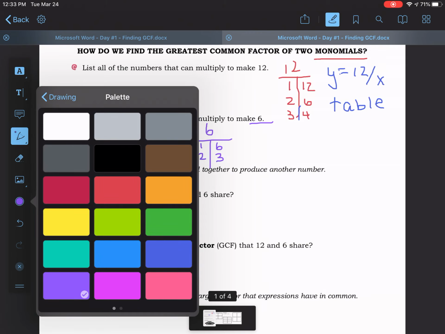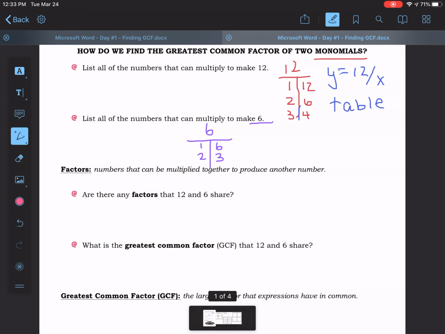12 and 6 share? So if we look at our two lists, we can see that both lists have 1, right? Both lists have 2. Both lists have 3. And both lists have 6, okay? So these are all the common factors that the two numbers have, okay?